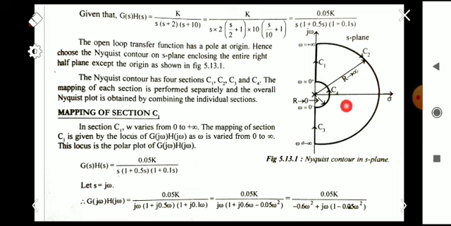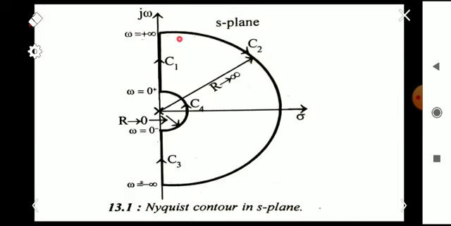From that you can clearly understand that there are 4 sections for this Nyquist contour in the S-plane. Section C1 is the value of omega from 0 to plus infinity. That is because here we have eliminated a small portion for placing our pole at the origin, and we are considering that the radius of that portion is approximately tending to 0. That's why we are taking section C1 from 0.